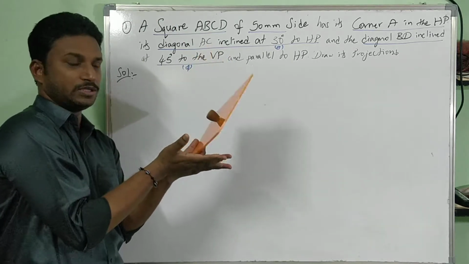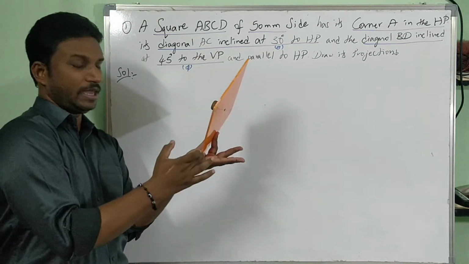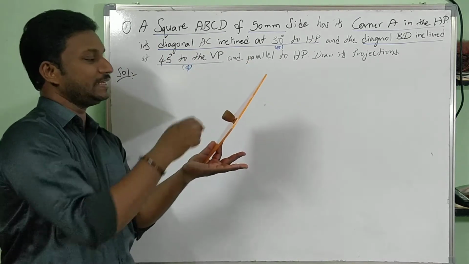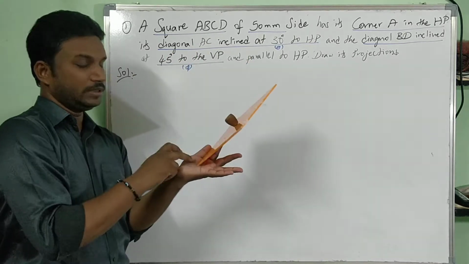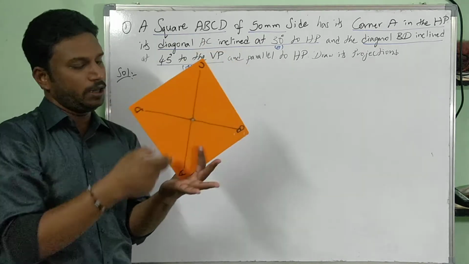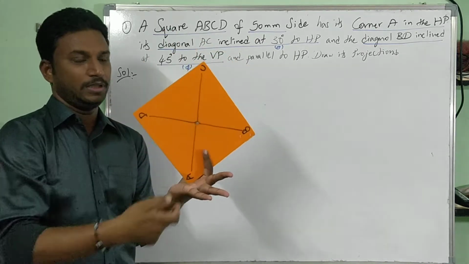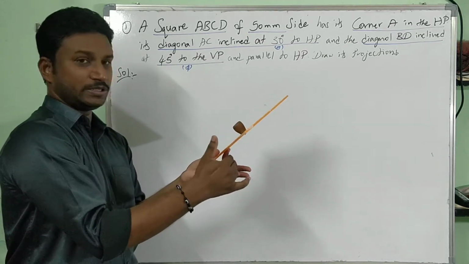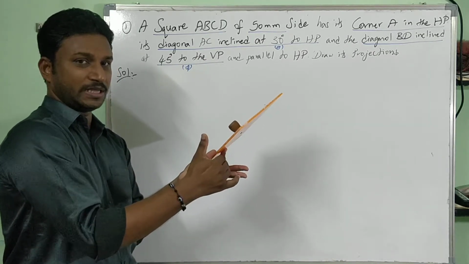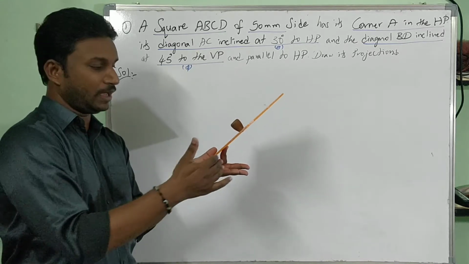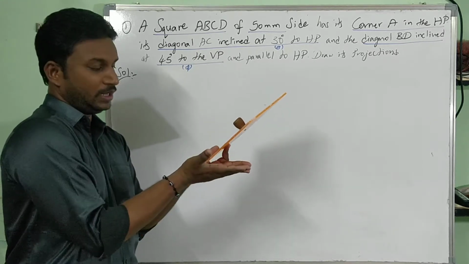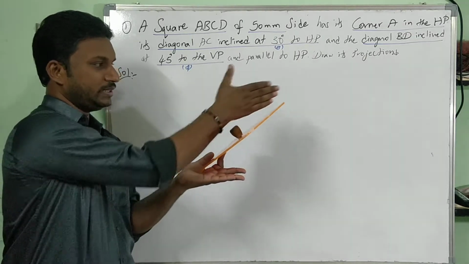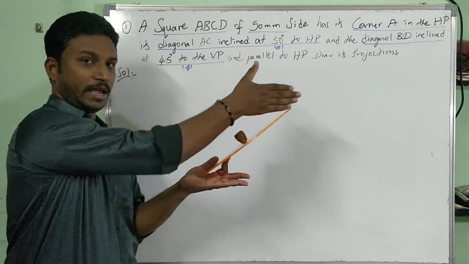My palm is horizontal. This board is vertical. A is in the HP. Now, the diagonal AC is inclined at 30 degrees to HP. This is A, so this is C. Already you can see diagonal AC here. This diagonal AC is inclined at 30 degrees to HP. You understand this 30 degrees? When you are looking from the front, its front view is inclined to HP at an angle of 30 degrees. Now you can see this is the AC inclination, diagonal.